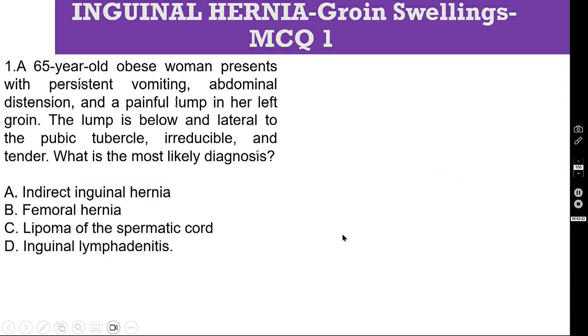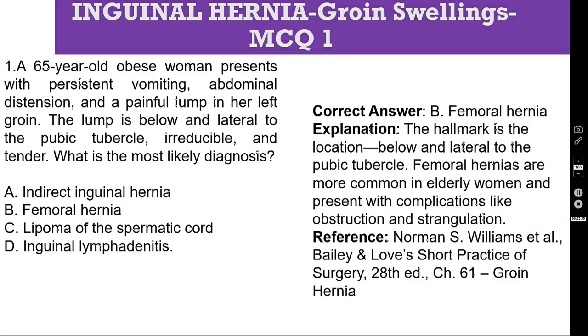Coming to MCQ number 1: a 65-year-old obese woman presents with persistent vomiting, abdominal distension and a painful lump in her left groin. The lump is below and lateral to the pubic tubercle, irreducible and tender. What is the most likely diagnosis? A. Indirect inguinal hernia. B. Femoral hernia. C. Lipoma of the spermatic cord. And D. Inguinal lymphadenitis. Of course, the correct answer is B.